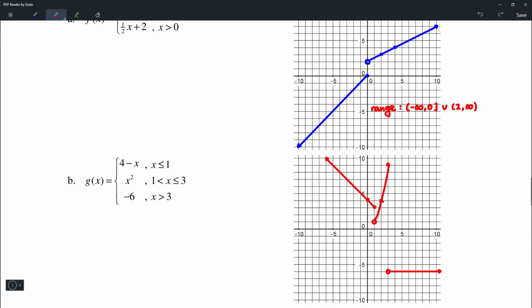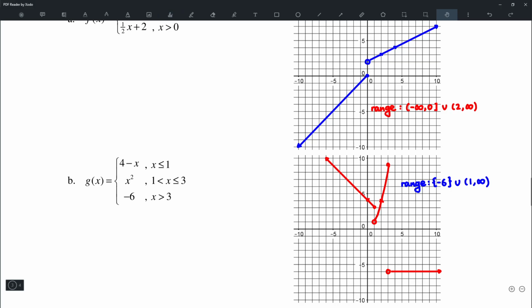The range of this function, first part is just the individual value of -6 on one side, and then on the other side is actually from 1 to infinity, excluding 1, because of the open circle here. Okay, so that's for piecewise function.